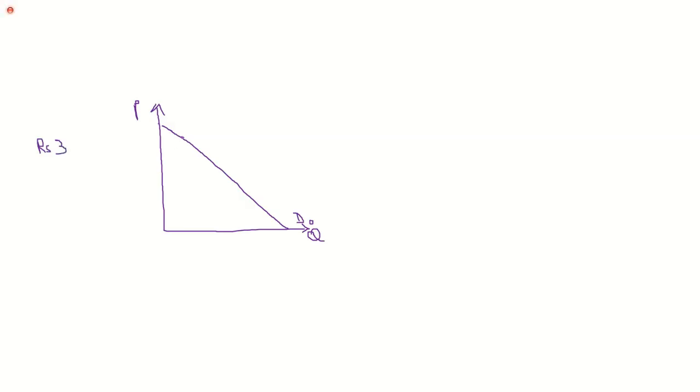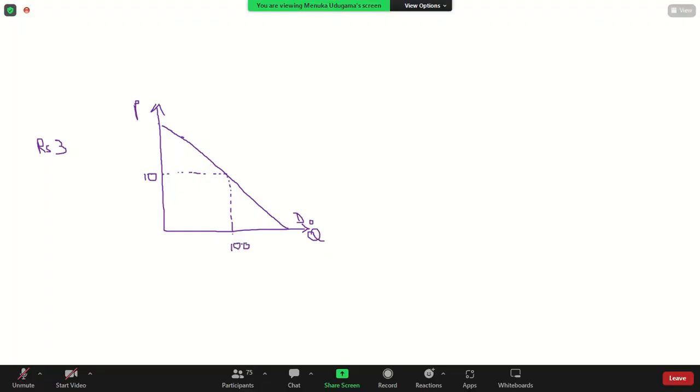Right, so what would that mean? Initially, let's say the consumers would purchase this product at 10 rupees per kilo, which would be the original price. At this price, you could purchase, let's say, 100 units.